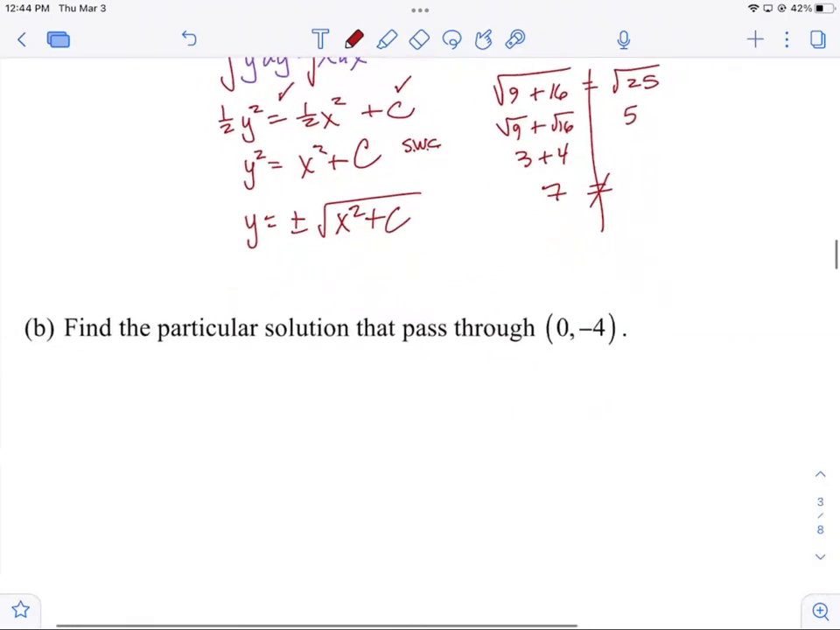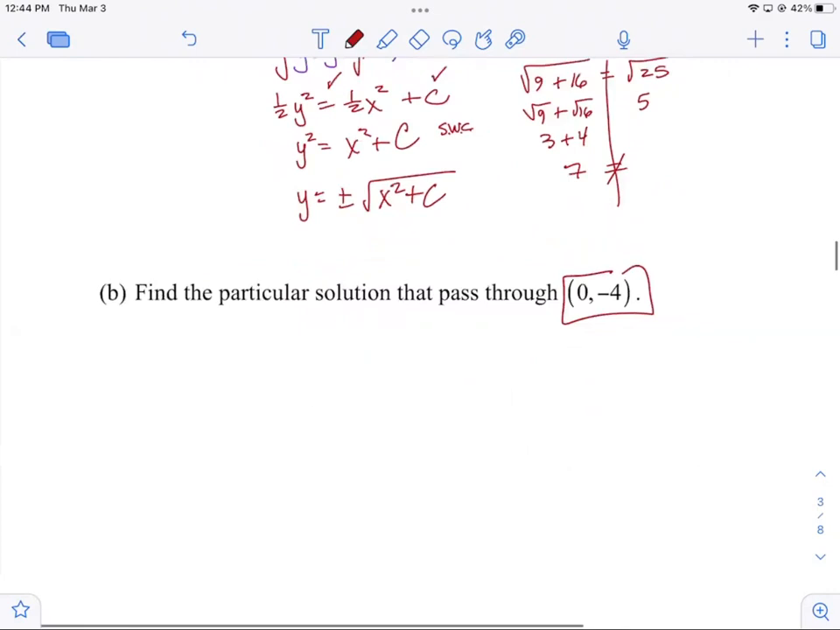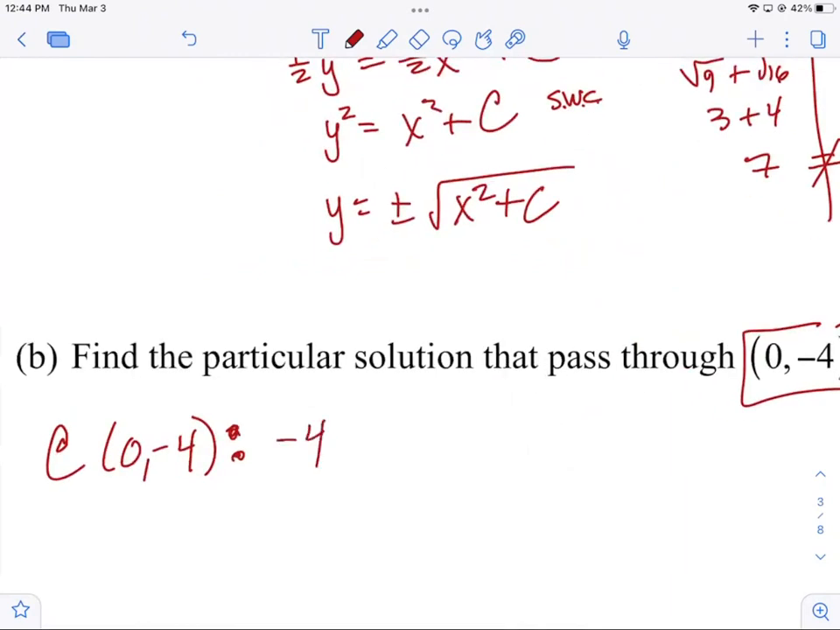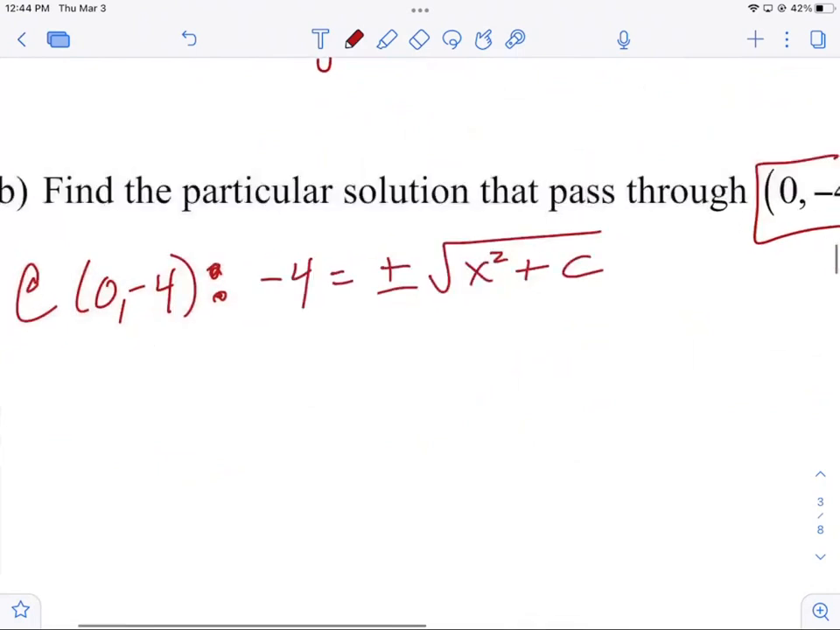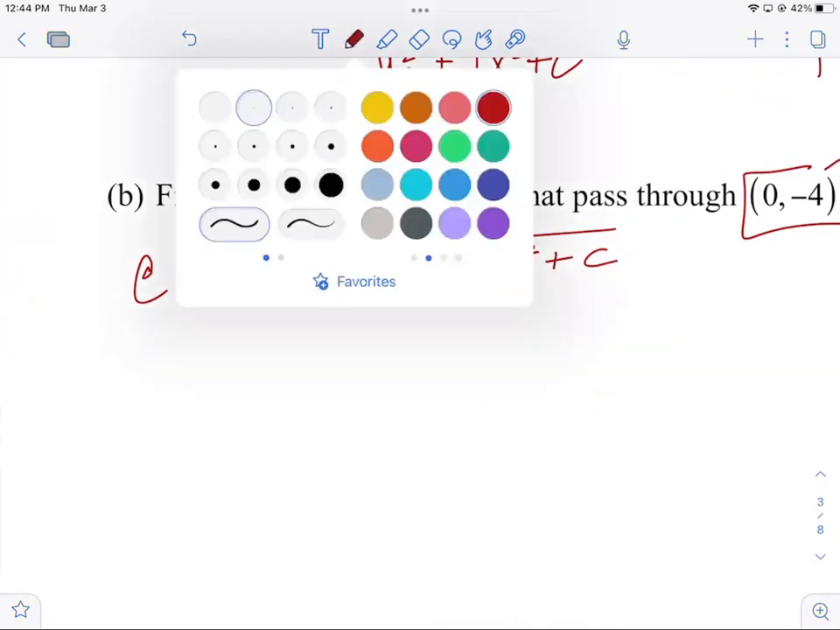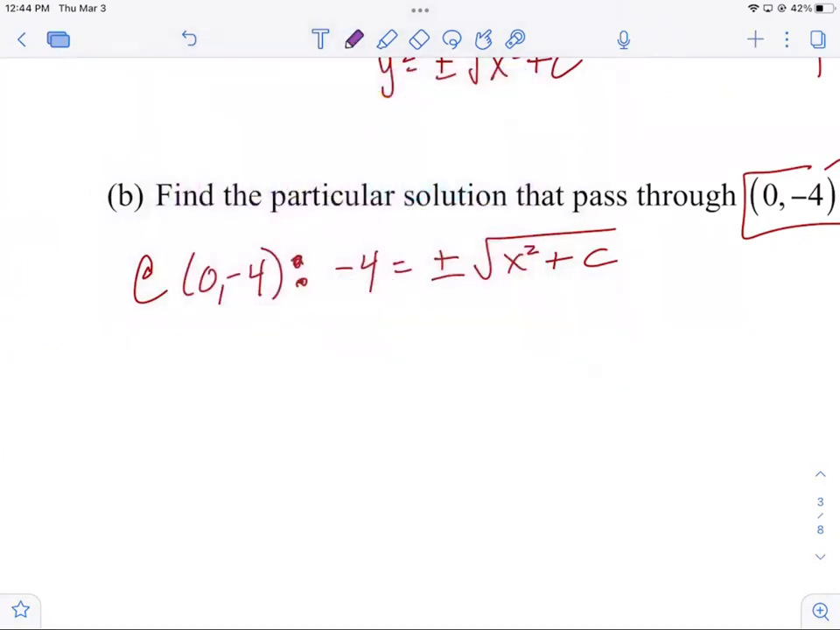So part B, find the particular solution that passes through the point (0, -4). So here's what we'll say: at the point (0, -4), we plug it in and we get -4 equals plus or minus the square root of x squared plus c. And now we solve for c. We square both sides. Do we need to physically show that? No, as long as you're squaring it correctly. What is -4 squared? Positive 16, right? And when you square the right side, the plus or minus goes away and you're left with x squared.